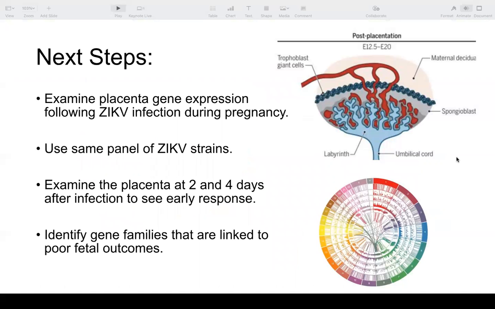We want to examine gene expression in the placenta because the placenta is a critical regulator in the health of pregnancy. Research also points to different gene families affecting fetal outcome. This may be the case during Zika infection as well. This experiment is underway right now, and we are hoping it provides more information so we can better understand what causes adverse birth outcomes following Zika infection during pregnancy.